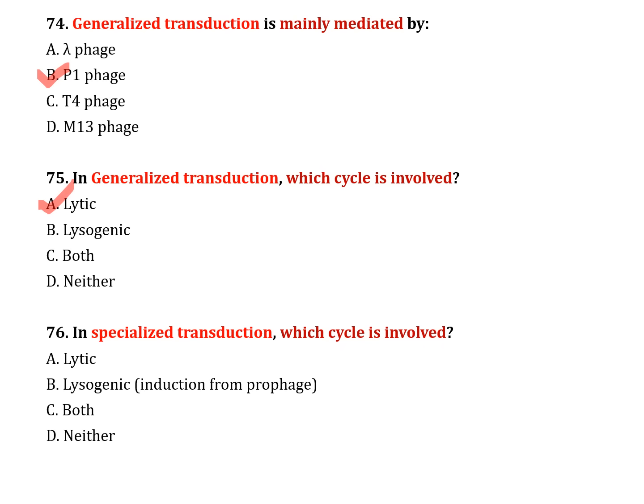The next question, number 76: In specialized transduction, which cycle is involved? Option A, lytic; option B, lysogenic; option C, both; option D, neither. Correct answer is option B, lysogenic. That is induction from prophage.